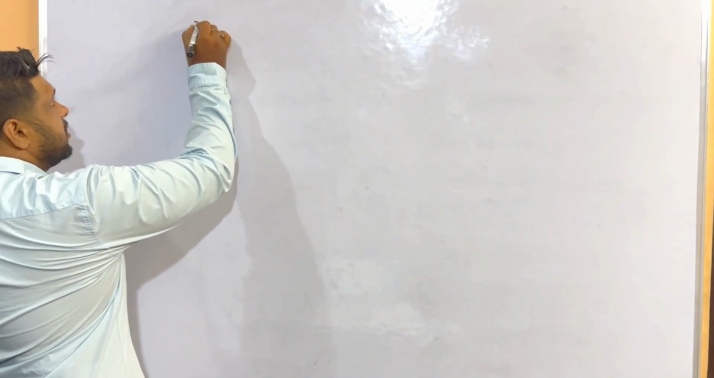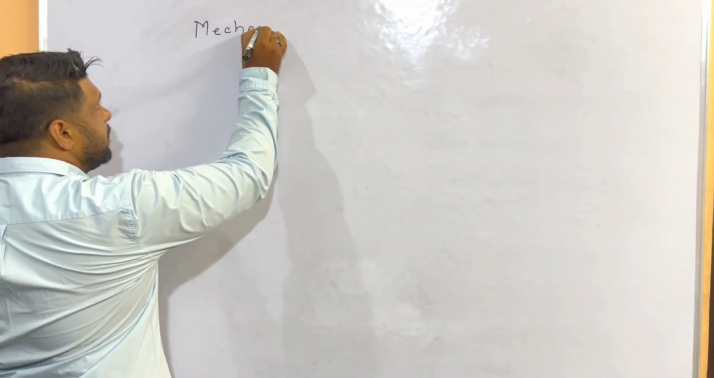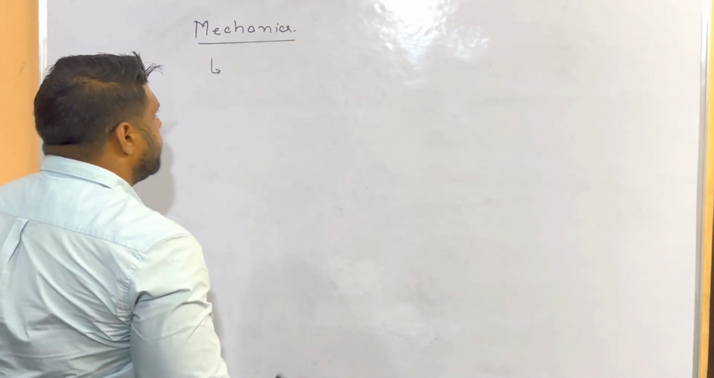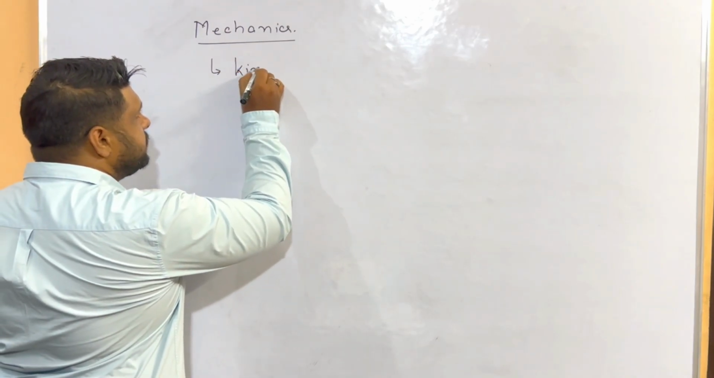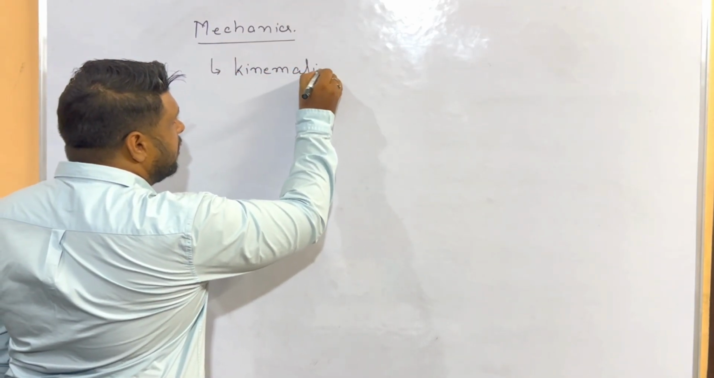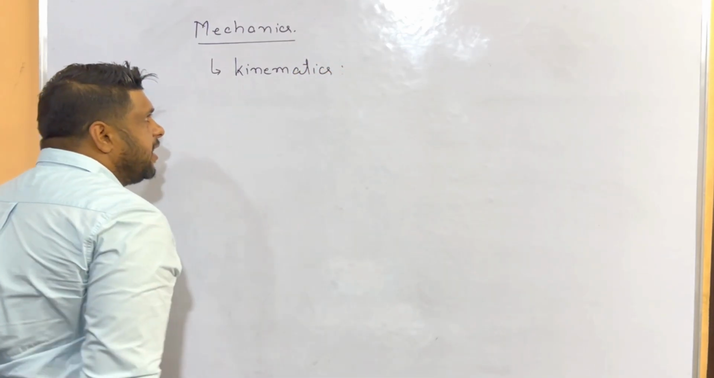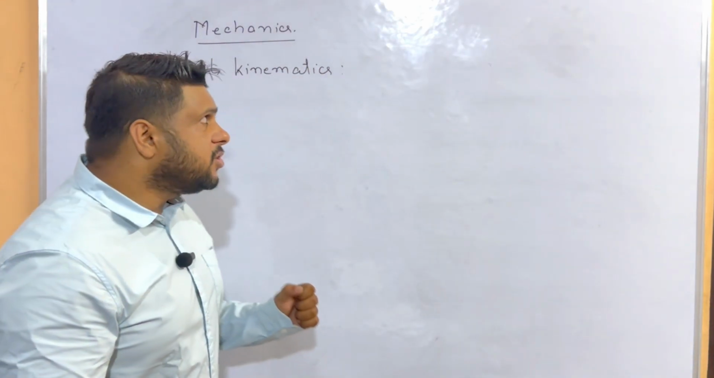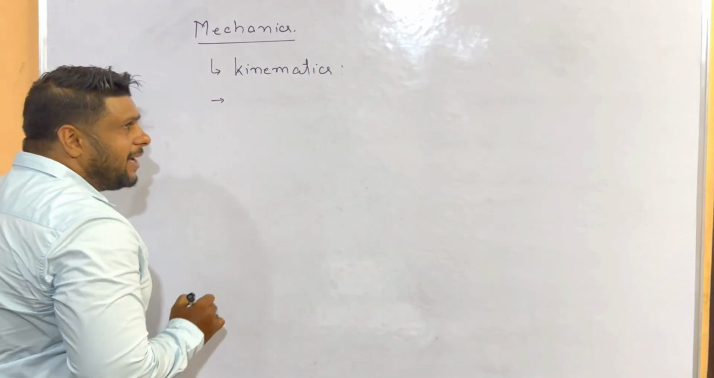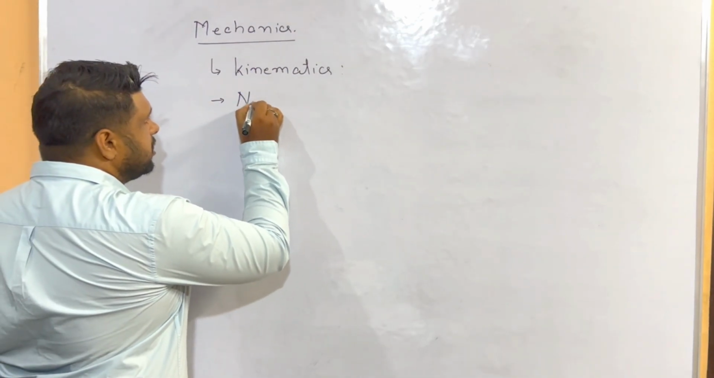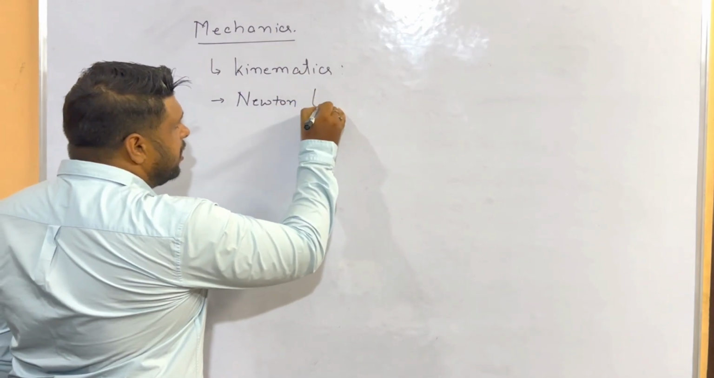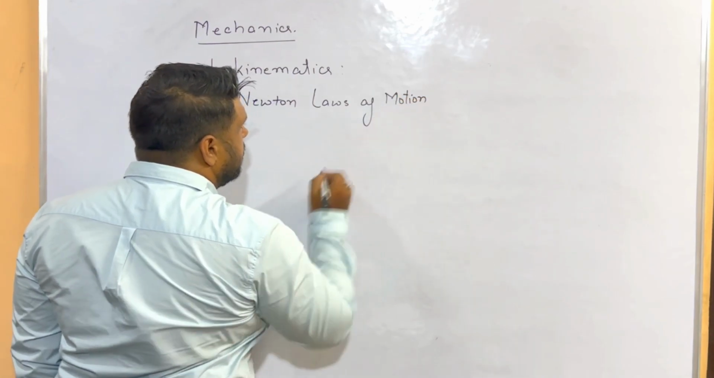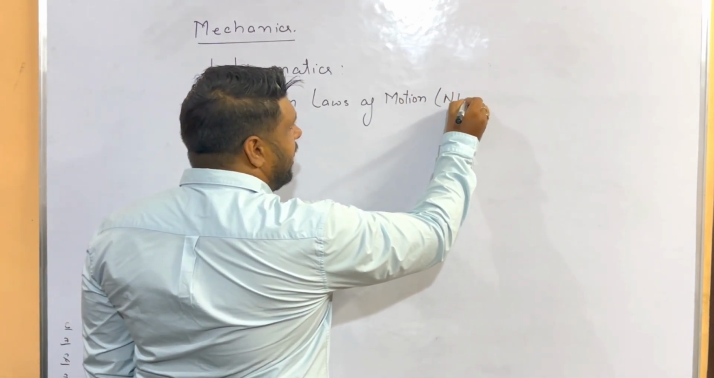So in mechanics, the first chapter we have to discuss is the kinematics part. I think it is now clear to everyone that in kinematics we will be talking about motions. After studying motion, we will move towards the dynamics part, which means we will be going towards Newton's laws of motion. In short, we write it as NLM.